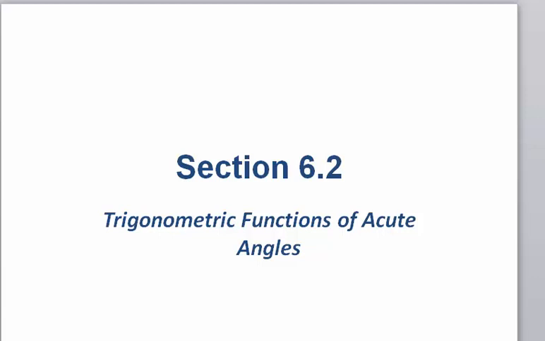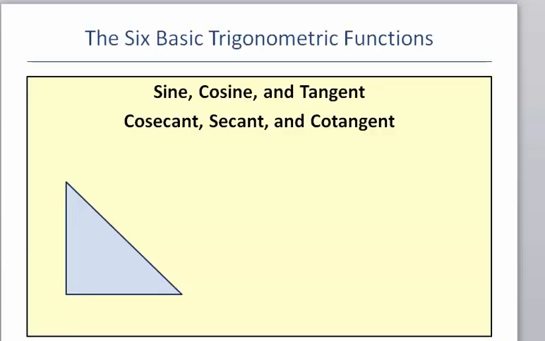We'll now begin section 6.2. In this section, we will discuss the 6 basic trigonometric functions. These 6 basic functions will be used throughout the semester. These functions are the sine, cosine, tangent, cosecant, secant, and cotangent. To define these functions, we use a right triangle.